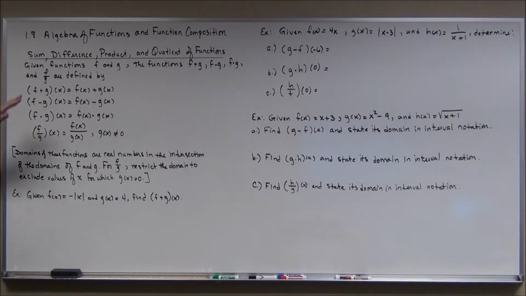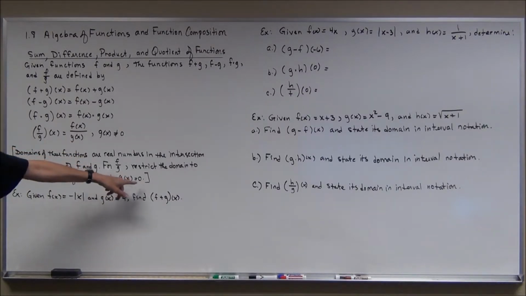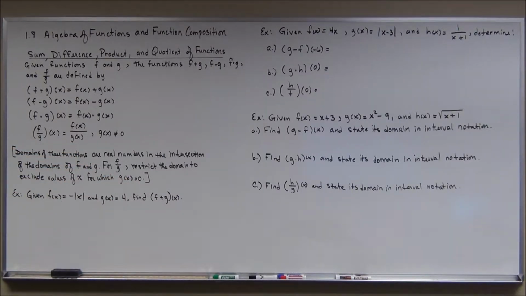Now, when you have two different functions, they might have different domains. So what does that mean as far as the domain of these new functions we're creating by adding, subtracting, multiplying, and dividing? The domains of these new functions are all the real numbers that are in the intersection of the domains of the two functions f and g. And of course, in f divided by g, we're going to restrict the domain to exclude any value of x that, if we plug it into the denominator, makes the denominator equal to 0.